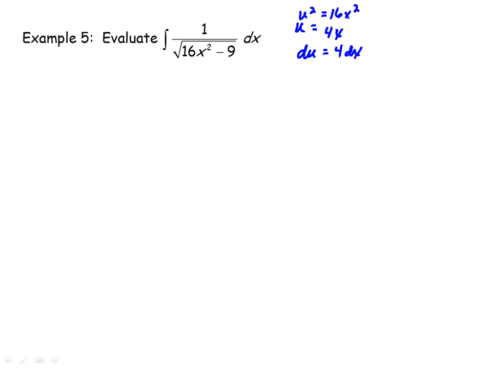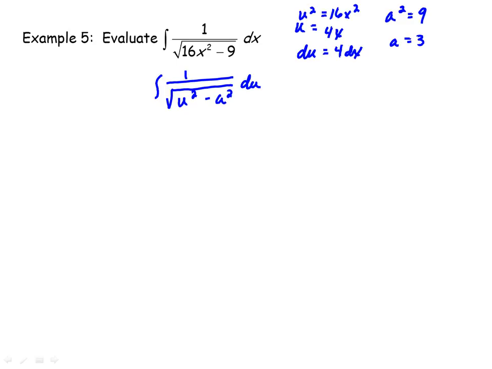Okay, so what would a squared be? And what would a be? 3. So what we're looking at is the integral of 1 over the square root of u squared minus a squared du. Do you see that on your formulas page? Which one is it? First, second, third, or fourth? It's going to be the second one.